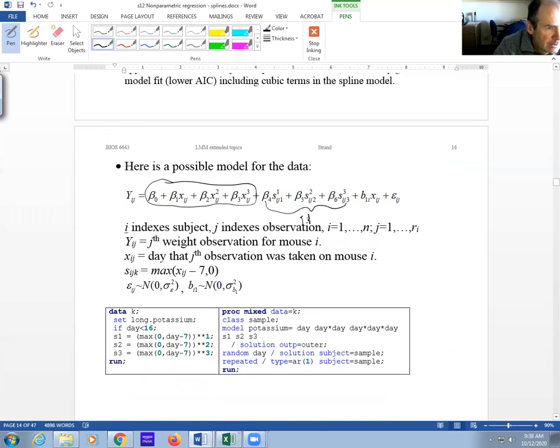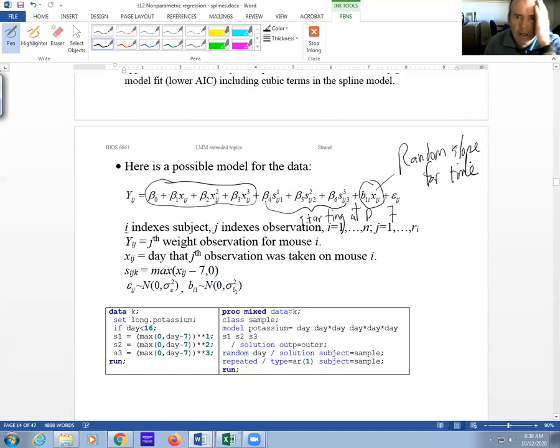starting at day 7, these extra terms are going to kick in. So since I have a cubic model, I'm going to allow also up to cubic for that. And I actually have a random slope for time here.